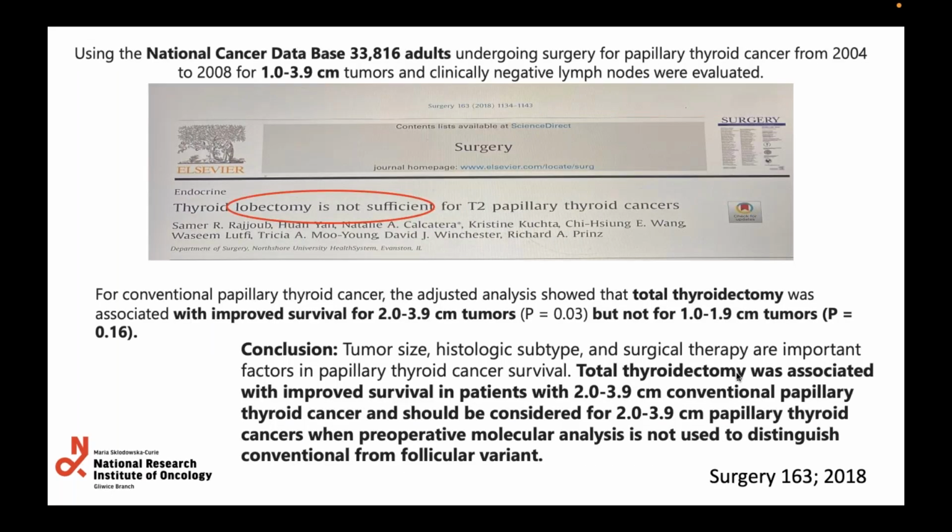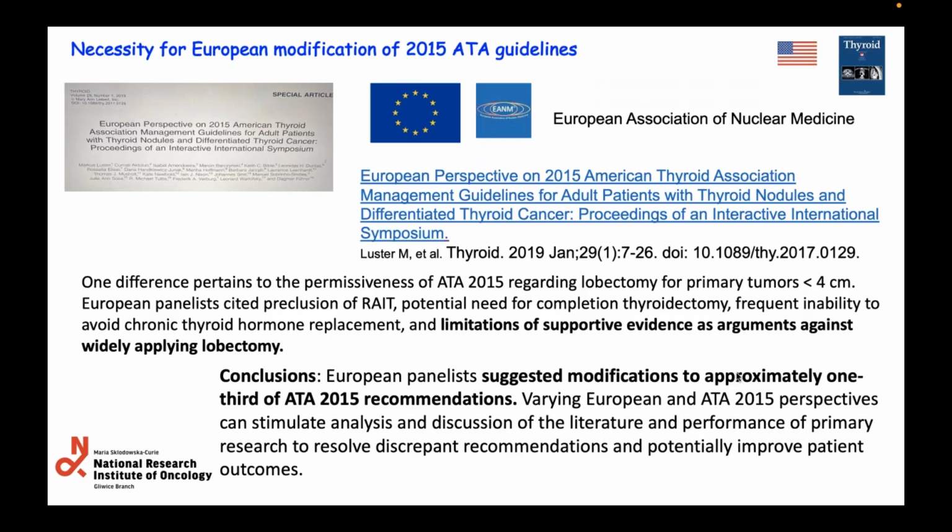Using the National Cancer Database data, these researchers observed that total thyroidectomy was associated with improved survival in patients in the T2 N0 group, and they concluded that lobectomy is not sufficient for such an advancement. The European Association of Nuclear Medicine stressed the necessity for a European modification of the American Thyroid Association guidelines 2015. European panelists suggest modification of approximately one third of the ATA 2015 recommendations, and one of them is the recommendation for lobectomy in the T2 N0 group.